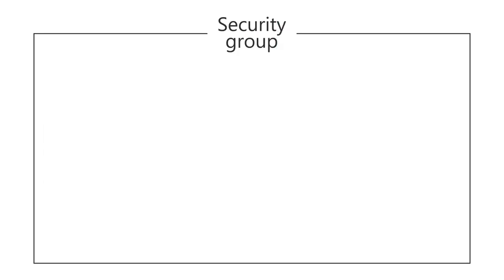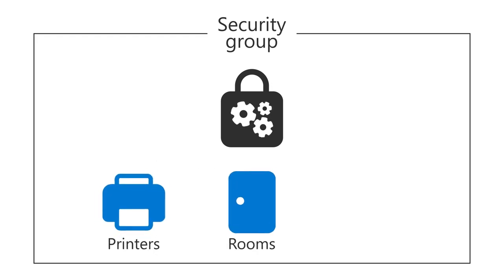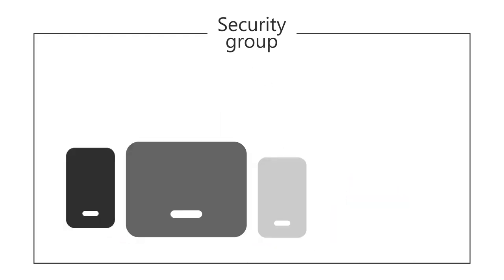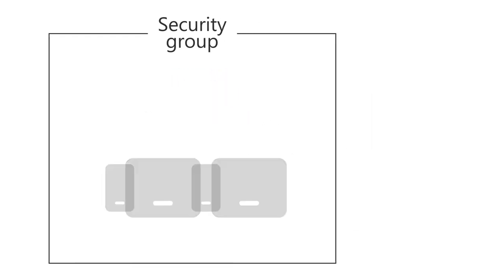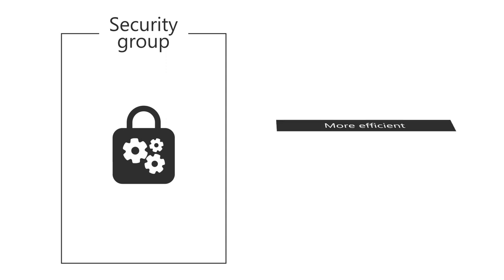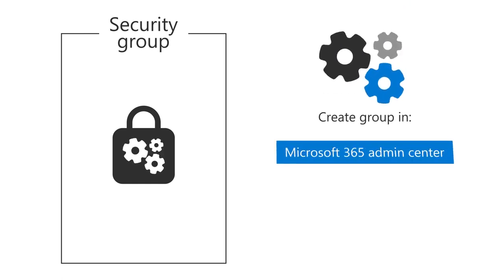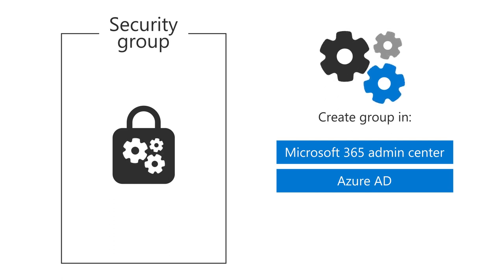A security group is used to control access to organizational resources like rooms, printers, and other devices. This type of group can also be used to manage mobile device access with Microsoft Intune. Managing access to resources using security groups is more efficient and easier than managing individual employee access. Security groups can be created in the Microsoft 365 Admin Center and Azure AD.